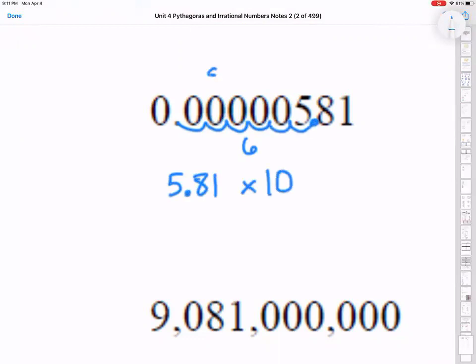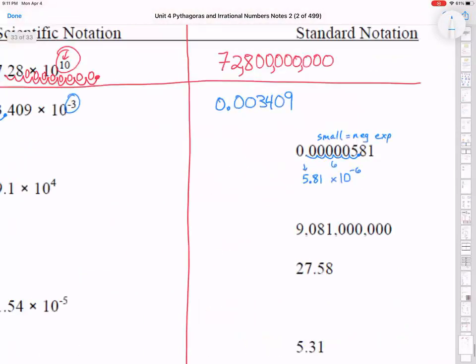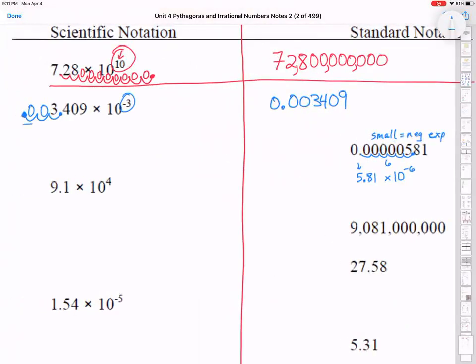And because I started with a really small number, I end up with a negative exponent. So this would be times 10 raised to the negative 6, for the 6 times that I moved that decimal. Again, this number is in between 1 and 10, times 10 raised to that negative 6. So that would be our scientific notation. So we had 5.81 times 10 raised to the negative 6th.